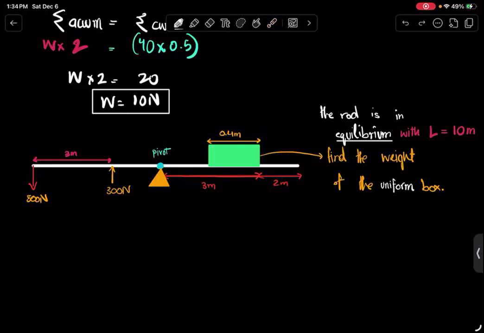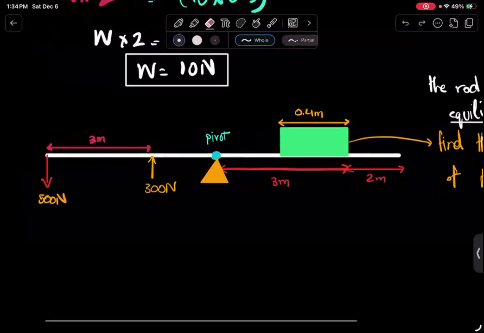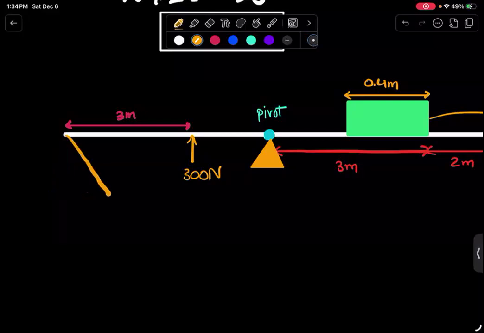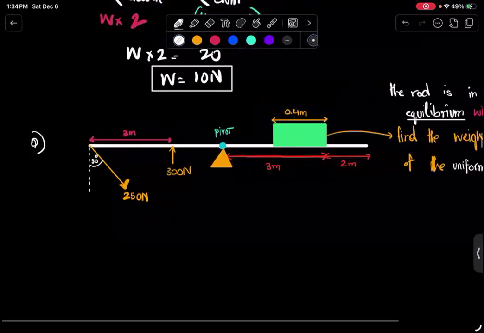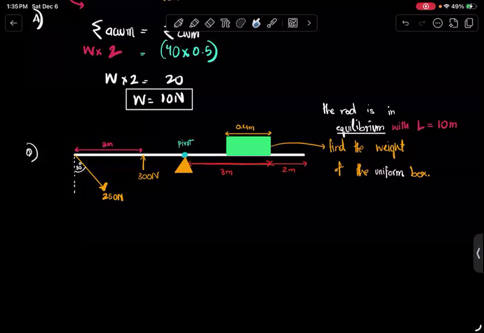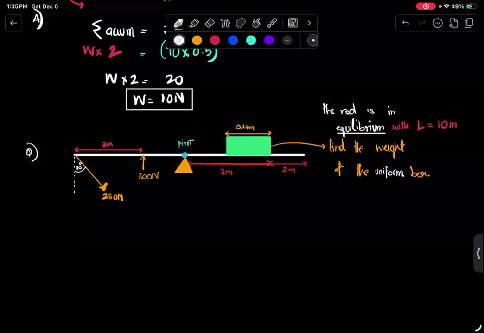Oh, wait, one second. Let's make this 250 newtons, and this is supposed to have a theta of 30 degrees. Okay, here's the question. Did you get the question? This is a 3-mark question, so that means it's going to have some amount of working.